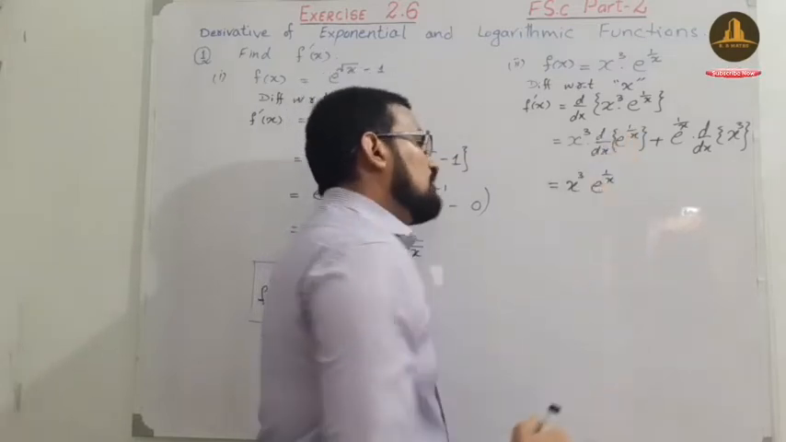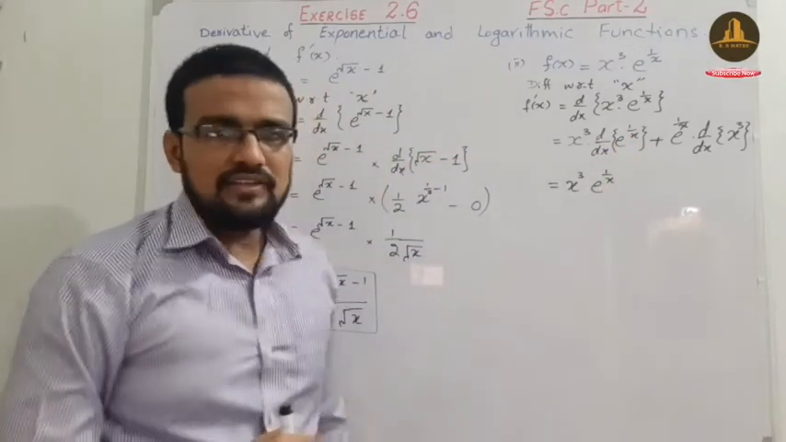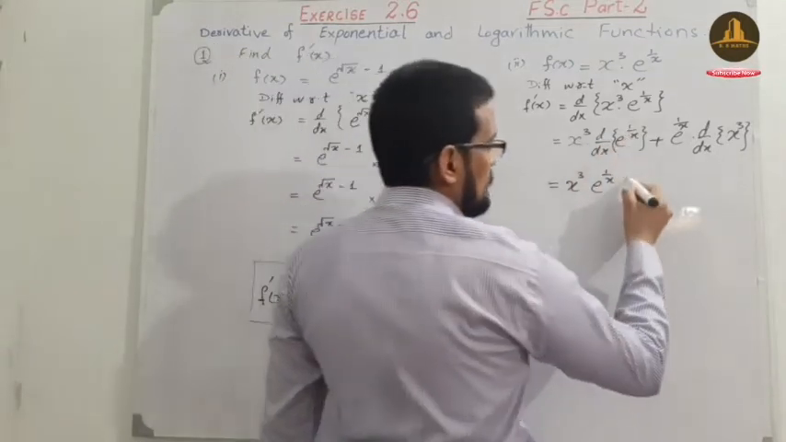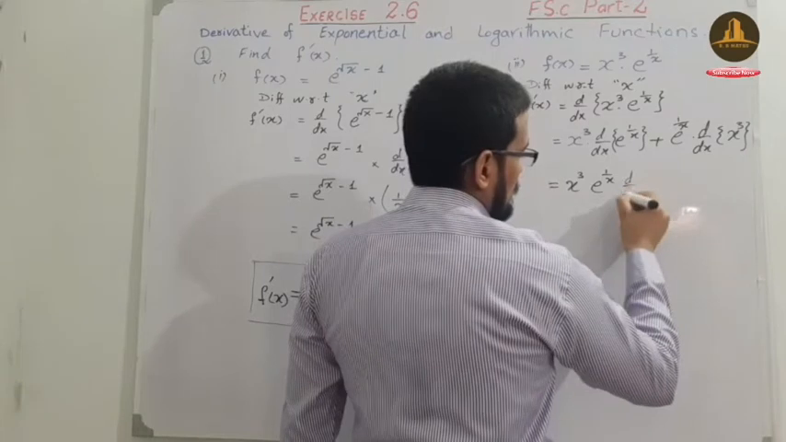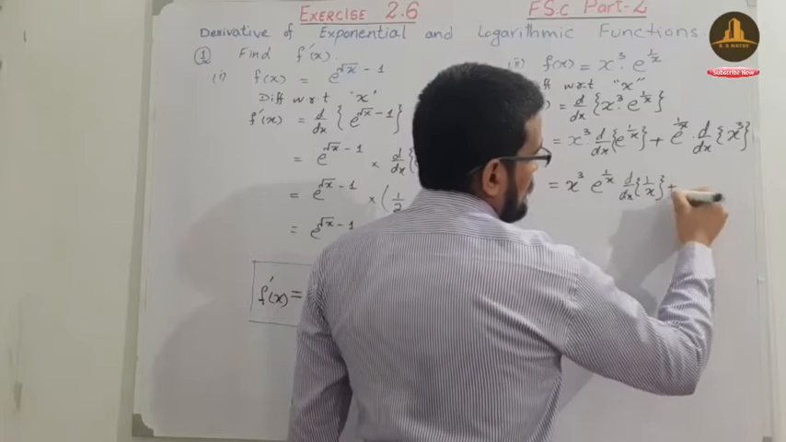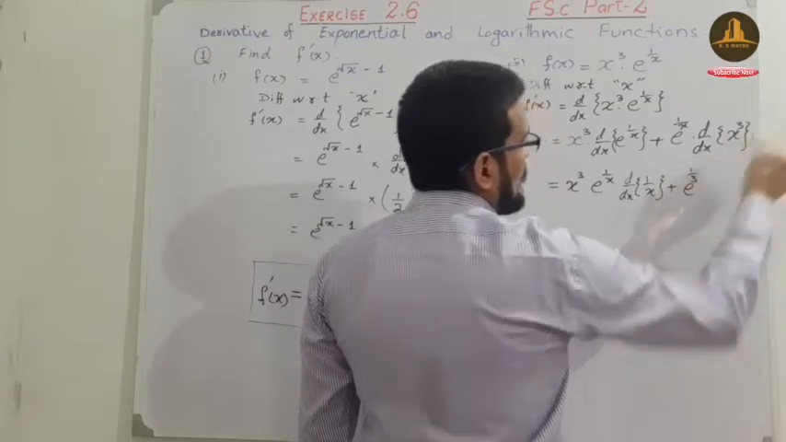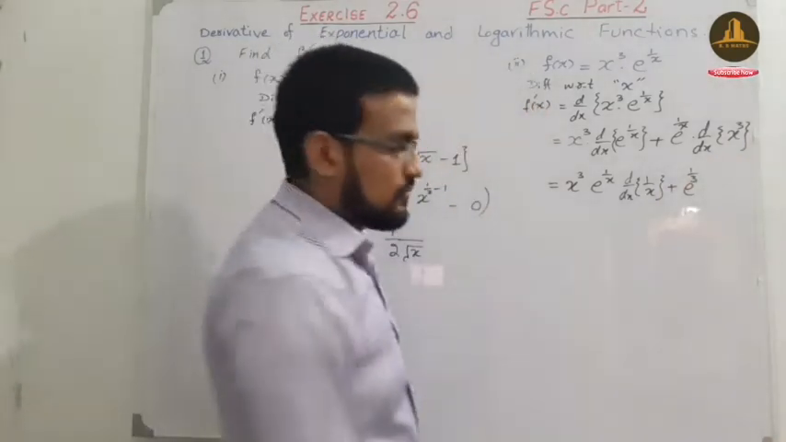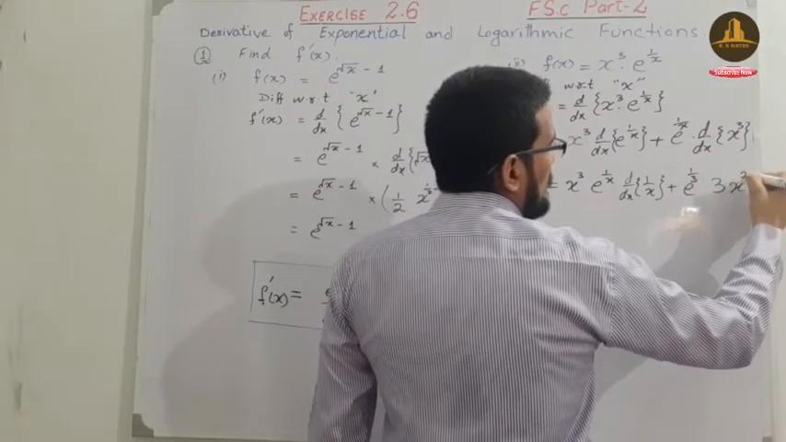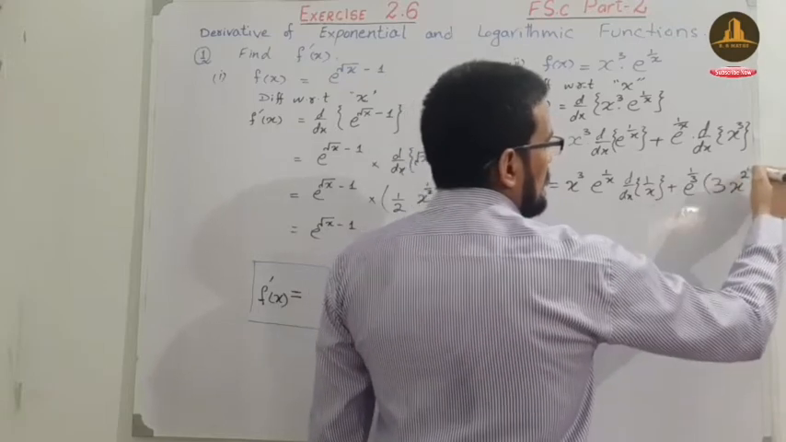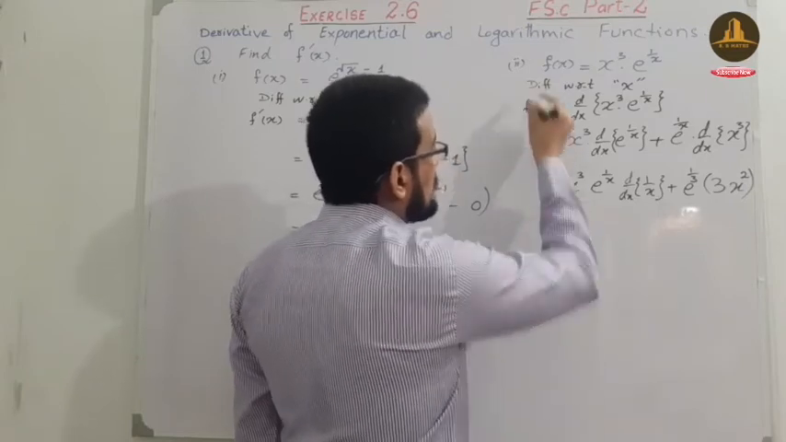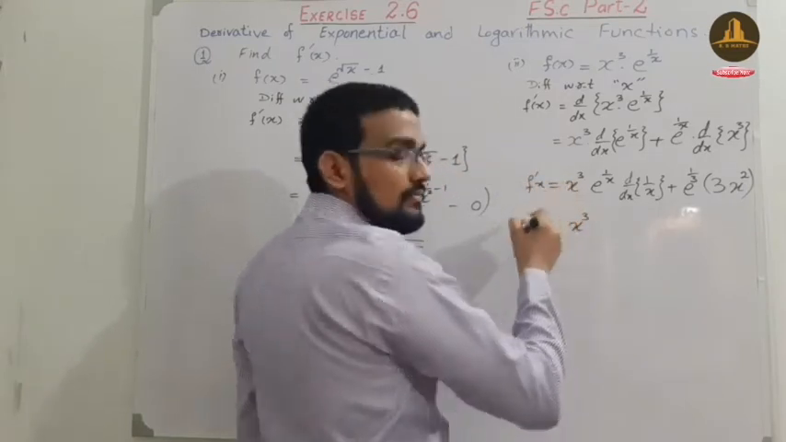The derivative of the exponential function is the exponential function as it is, and then next the derivative of the second term. And then the derivative of x cube: the power becomes the multiple and the power decreases by 1, it means 3x square. Here, this is f prime.